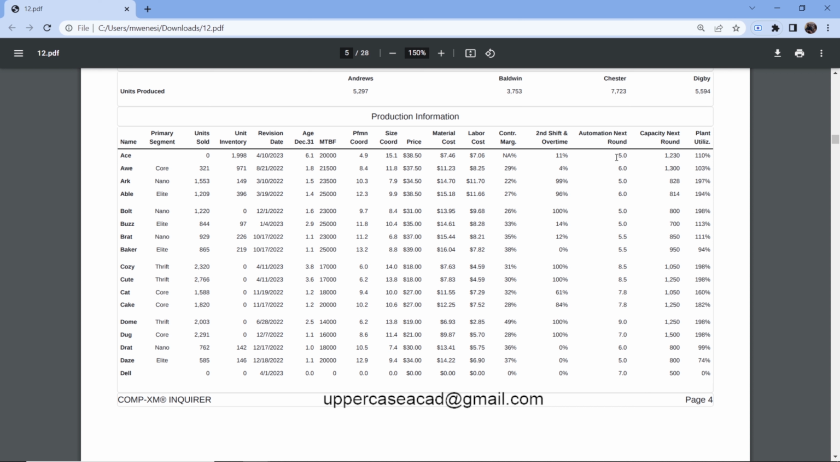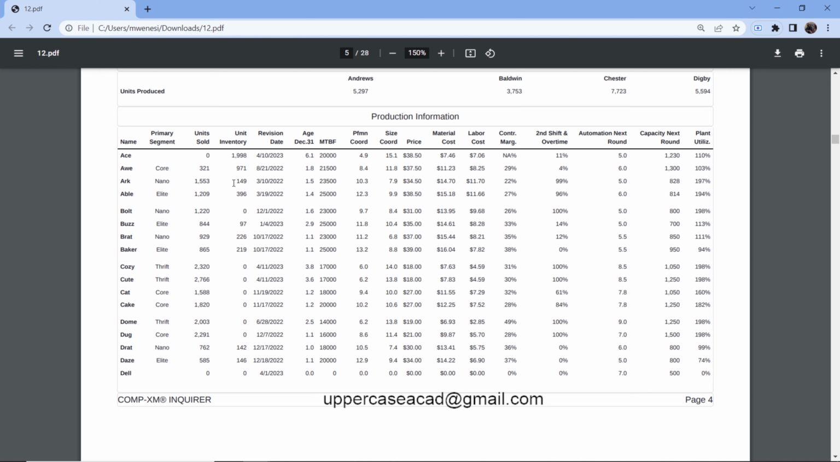In terms of automation, it's normally advisable that with the Thrift and Core, you automate them to 10, especially the Thrift, as fast as possible, so as to save on the labor cost. With L, he sold around 321. Again, he had this huge inventory. For Arc, which is the Nano, he sold 1,000, let's say 1 million. He had 149 units in inventory. Here he sold 1,209 and had 396 units in inventory.